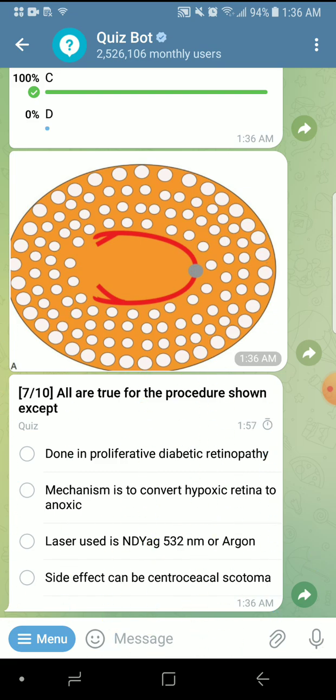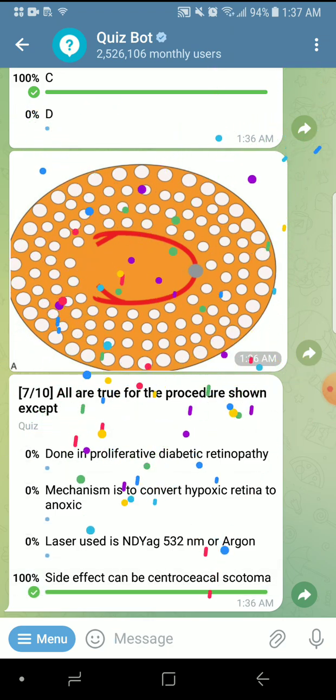Now, this procedure is pan retinal photocoagulation, sparing the central retina. You have to destroy the hypoxic retina, converting it to anoxic, because hypoxic retina liberates VEGF. A option is correct, B option is correct, C option is also correct. And the side effect is not centrocecal scotoma; the side effect is tunnel vision. Central vision is spared, and a ring scotoma is there. So even if you don't know A, B, C, you should know by looking at the picture. You are destroying the peripheral retina, sparing the macula, that is tunnel vision, ring scotoma.